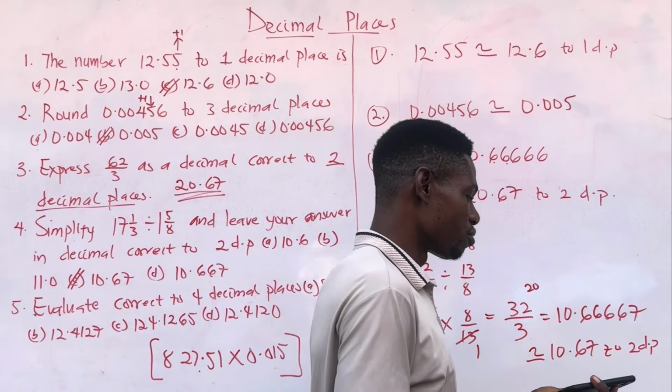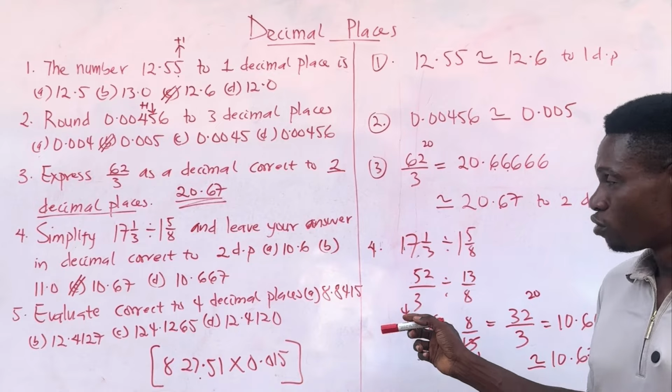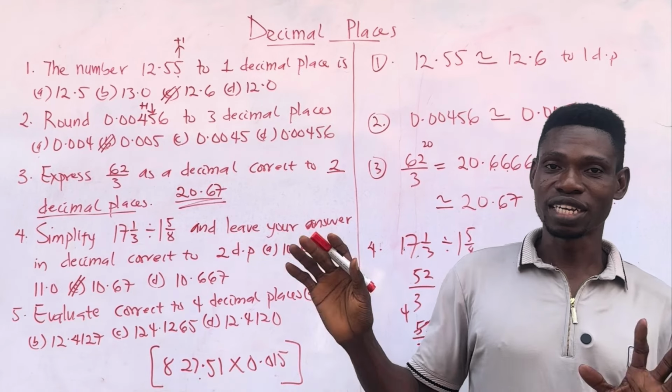Now, I'll be waiting for your answer in the comment section. So we've just looked at decimal places, and I believe you understand it clearly with all the examples we've treated.